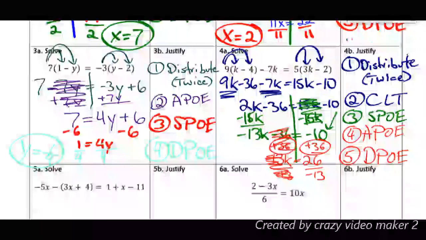It cancels out on that side. That's the entire point, to get that k by itself. So k equals that number, which is negative 2.